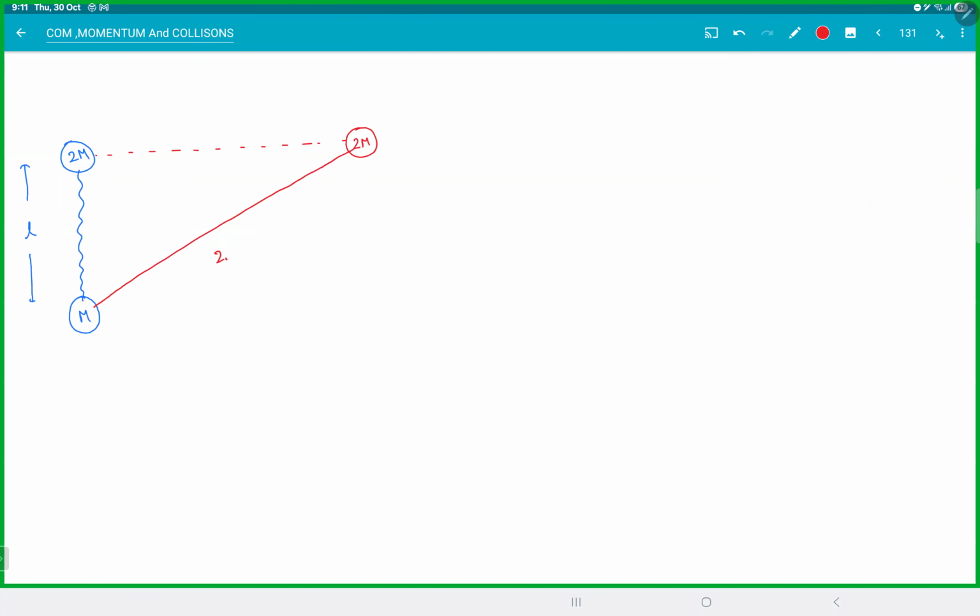And this length of the string is 2L. So this angle will be, sine theta is half. This will be 30 degrees. So this is also 30 degrees. Got it? So this is L and this is 2L. Just before the string becomes tight, if you look at the velocities, this is going with u. So this component will be u cos 30 and this component will be u sin 30.